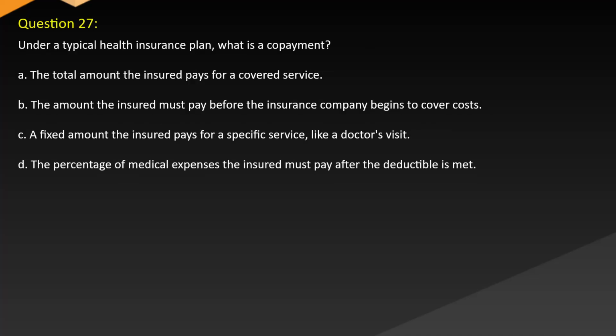Question 27. Under a typical health insurance plan, what is a copayment? A. The total amount the insured pays for a covered service. B. The amount the insured must pay before the insurance company begins to cover costs. C. A fixed amount the insured pays for a specific service like a doctor's visit. D. The percentage of medical expenses the insured must pay after the deductible is met.